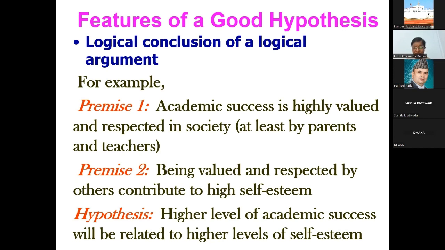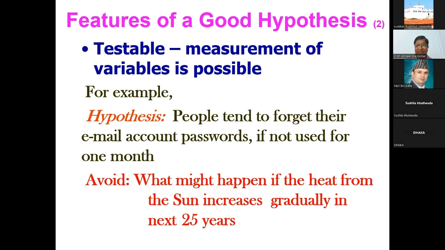Second, being valued and respected by others contributes to high esteem. Then the hypothesis is: a higher level of academic success will be related to a higher level of self-esteem. So this is the hypothesis related to the two premises, that is, the logical things. So see how the hypothesis is being made. Again, how it is tested.